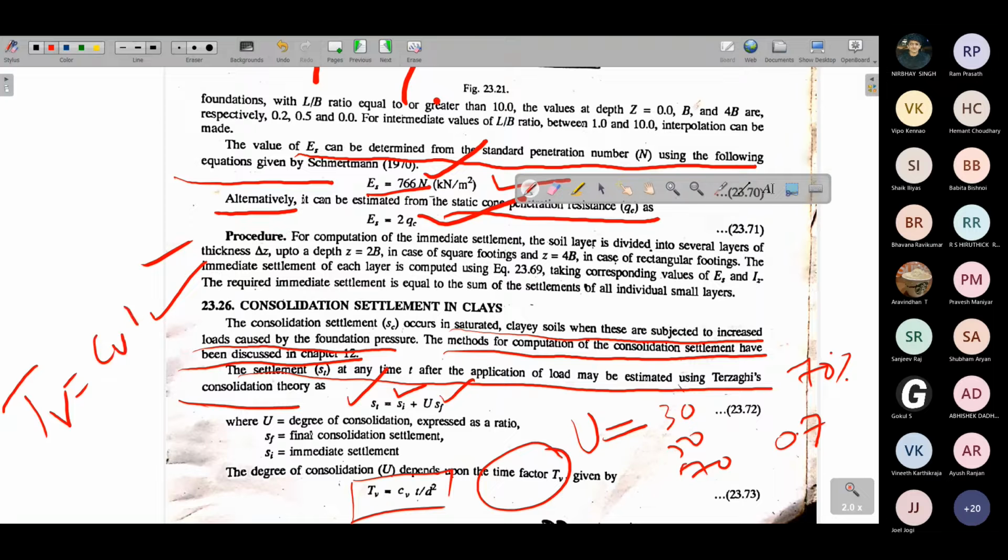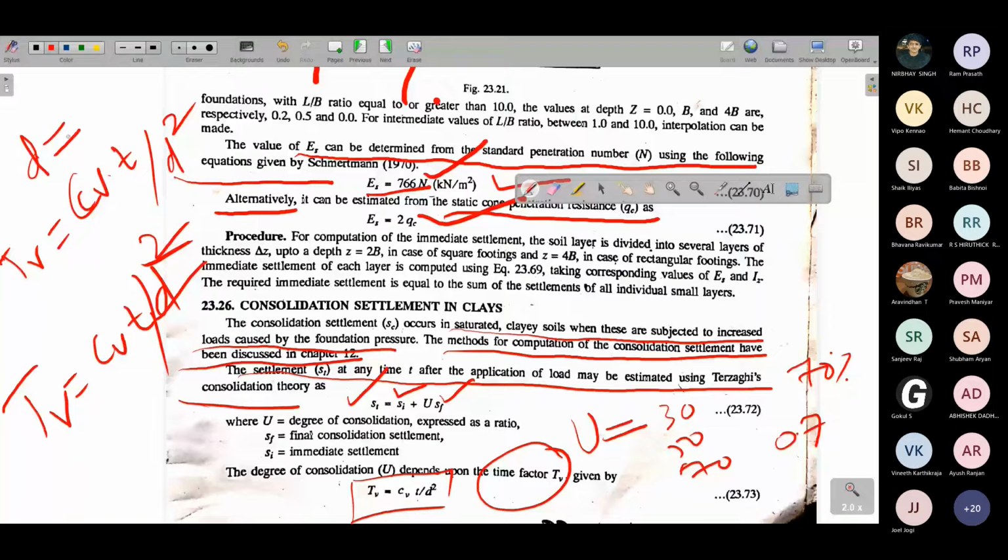Recall this equation: Tv equals Cv t divided by d squared. What was this d? It is the drainage path. If drainage is from one side it would be H by 2, and if drainage takes place from both sides, it will be H. You recall this from your consolidation chapter. These equations are very important for GATE, and they will ask in the GATE.